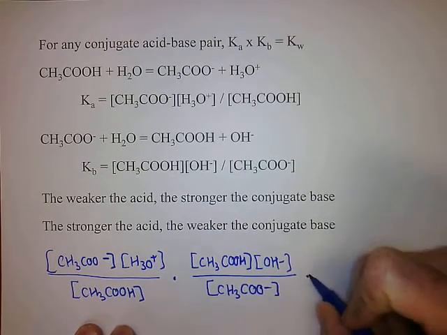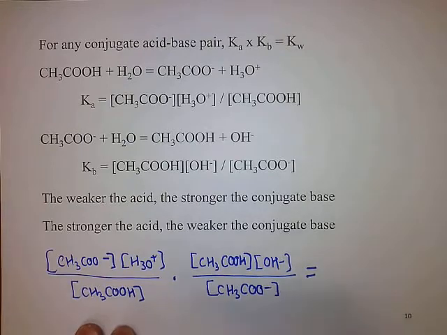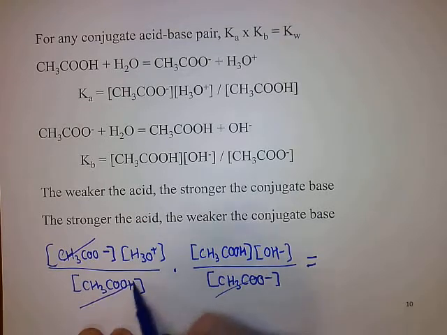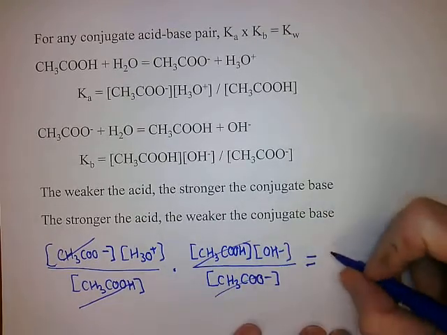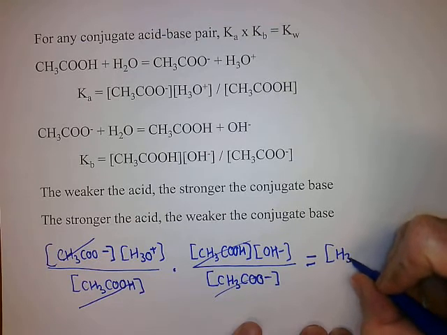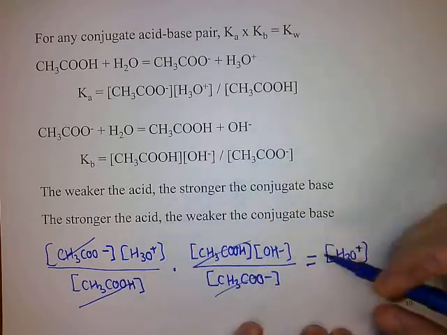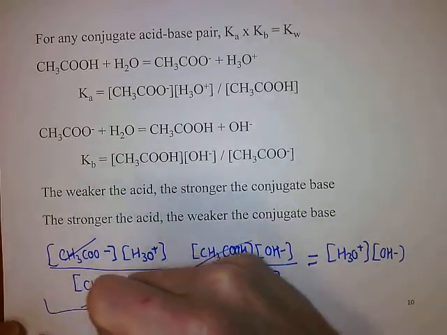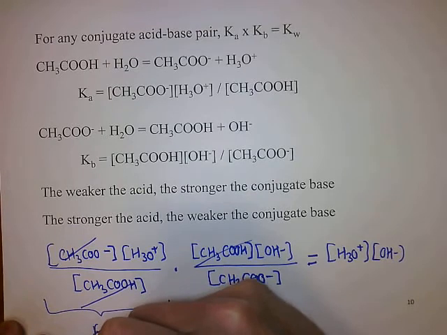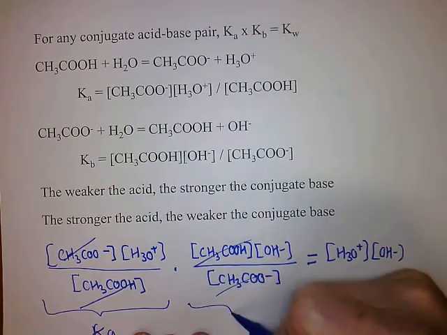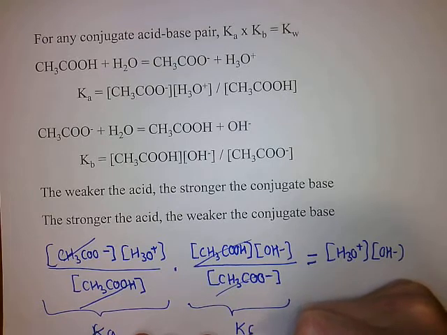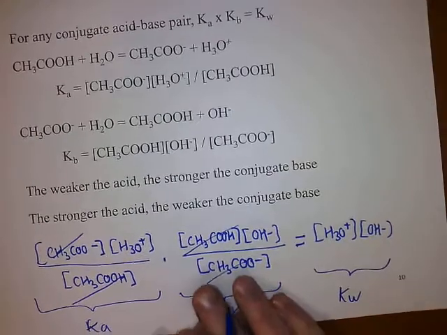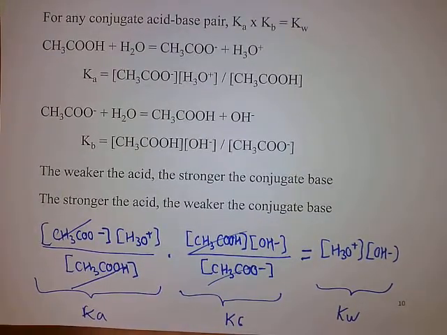Okay, and if we write all this out, and we cancel, acetate cancels, and acetic acid cancels, and we're left with the concentration of hydronium times the concentration of hydroxide, right? So Ka times Kb is equal to Kw, okay, for any conjugate acid-base pair.